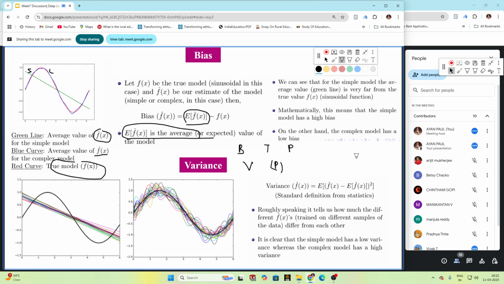So in short, there are two cases, simple and complex. Bias in the case of a simple model is large, and for a complex model it is less. But variance in the case of a simple model is less, and for a complex model it is large. So this is the difference between bias and variance. Again, bias is the difference between your predicted function and the true function, but variance is only the difference between the predicted functions trained on different instances of the data set.